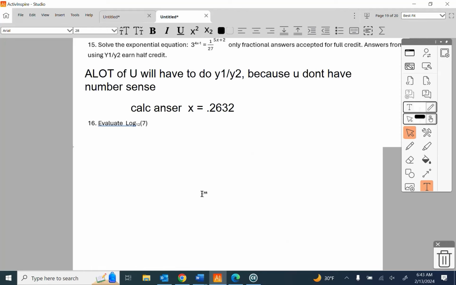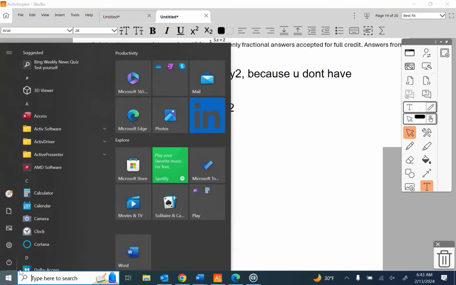I do need to have a board that's working so I can type. Technical difficulties. Wonder why I'm having technical difficulties here.